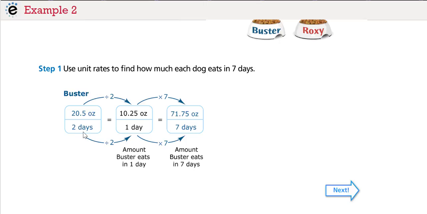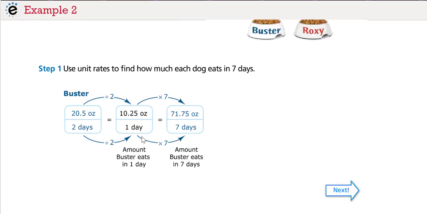As we can see here, we want to know 1 day, since 7 days is what we're looking for. Since we're looking for 1 day, we determined that dividing 2 days by 2 is going to give us 1 day. Now if we do it to the bottom, we must also do it to the top. So 20.5 divided by 2 gives us 10.25 ounces. So this figure right here becomes our unit rate. From here, we can move on and solve the next step.